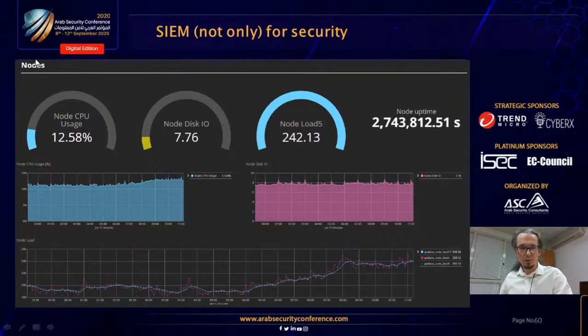Then we can monitor the nodes: what is the CPU usage per node, the inputs and outputs of the disk, and the general load. What is even the uptime of the nodes in seconds. So here we see, over the timeline, the CPU usage and the node disk I/O, so inputs and outputs over time.